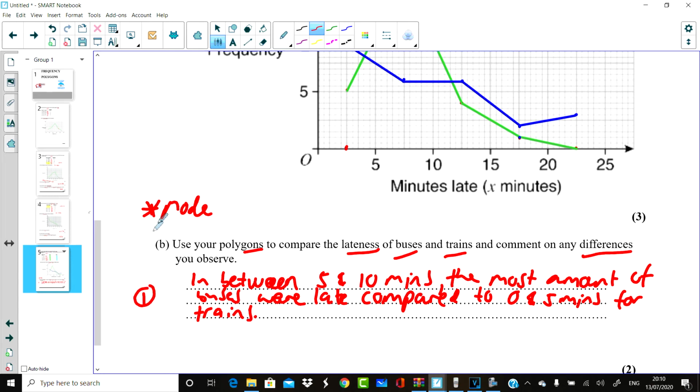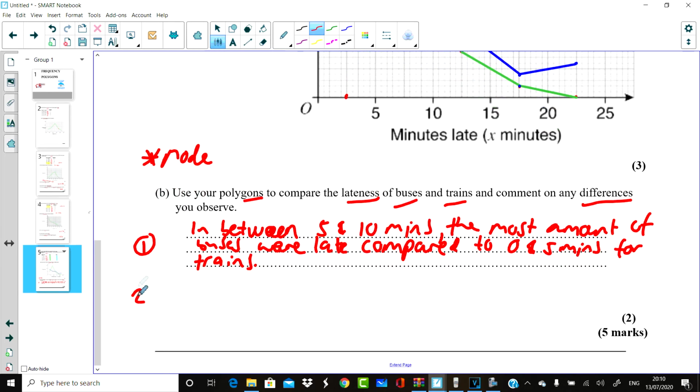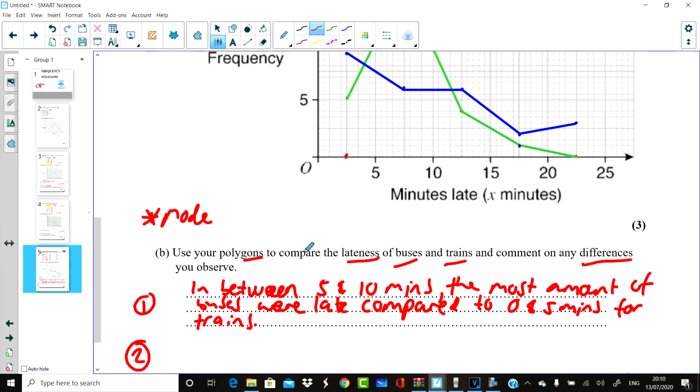And it's good to always make a little note on your paper, like say something like mode or modal, just so when the examiners are looking at it, they know that you've made a comparison using the mode. So yeah, now we can look at the second. The second one can be an observation.